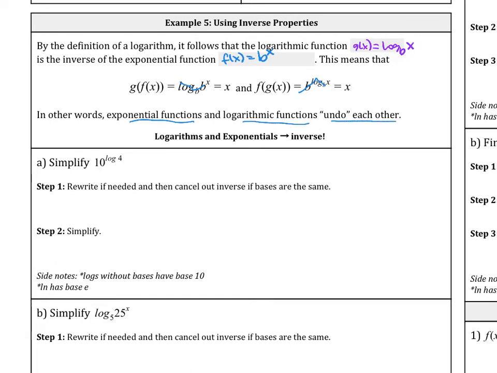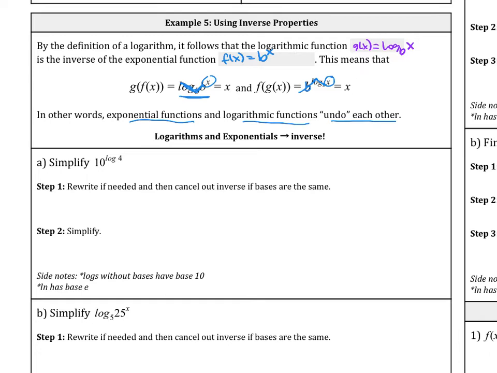And so we're going to use these properties. So if you see the log with the same base and of that base, it's going to cancel out. If you have the base b and then it's raised to the log of base b, then we can cancel that out as well and just focus on the exponent. So let's try this example here.